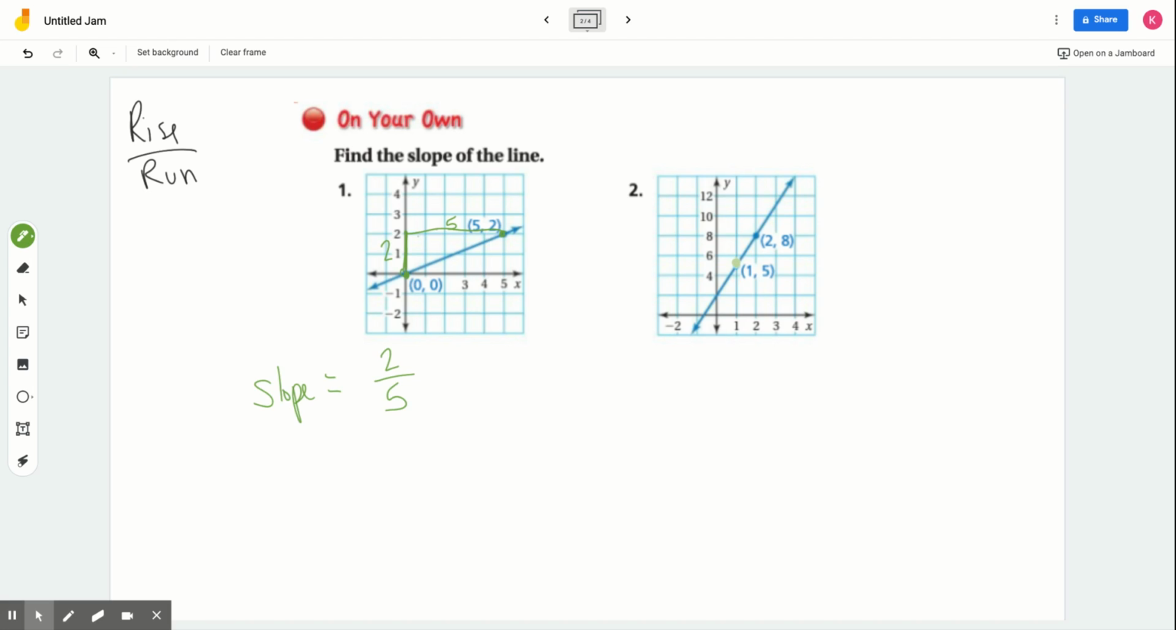Now, if we look here, to get from one point to the next, we're going from 5 to 8. That's 3. We're going from 1 to 2. That's 1. So the slope for number 2 is 3 over 1, or 3. You can see that both of these have a positive slope, and by looking at the lines of both graphs from left to right, the line is moving in an upward or positive direction.